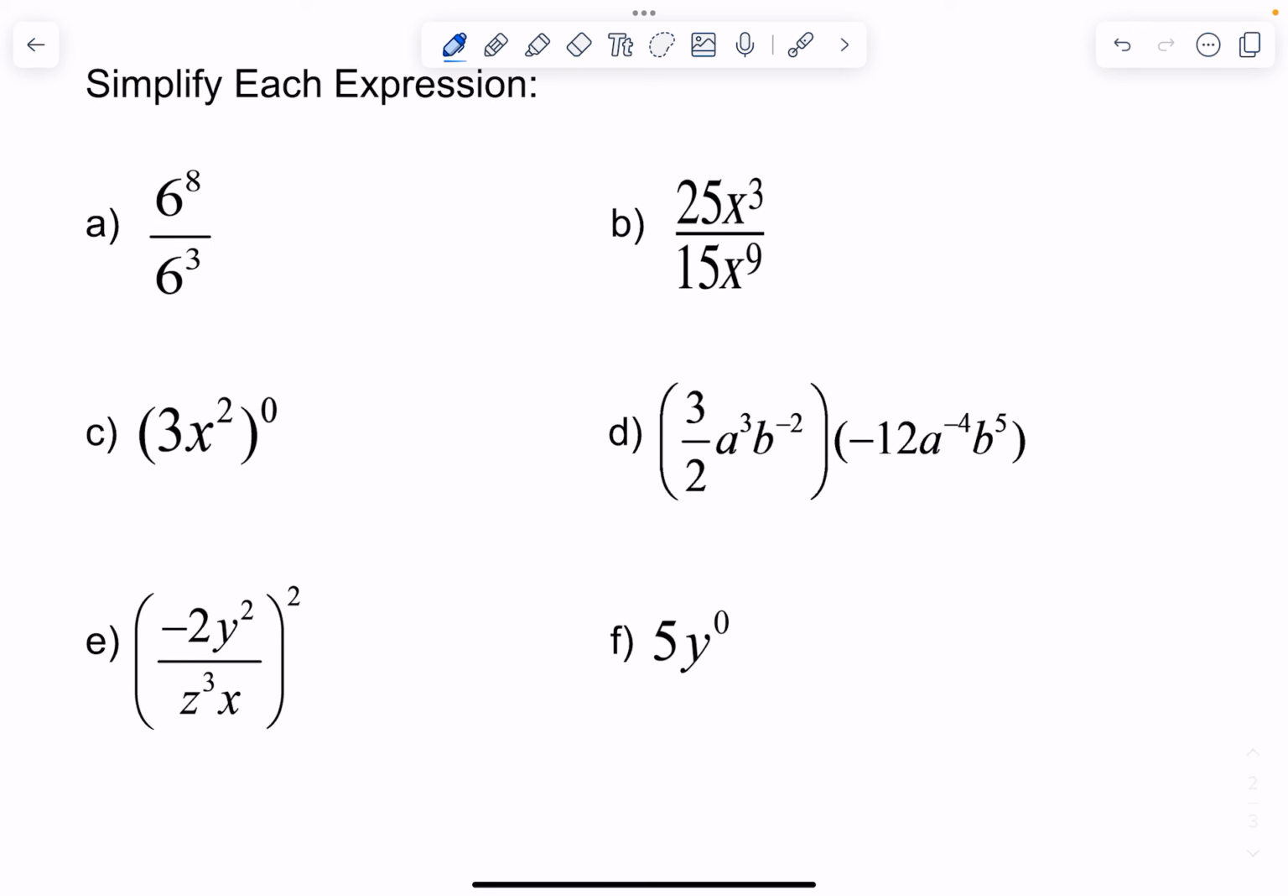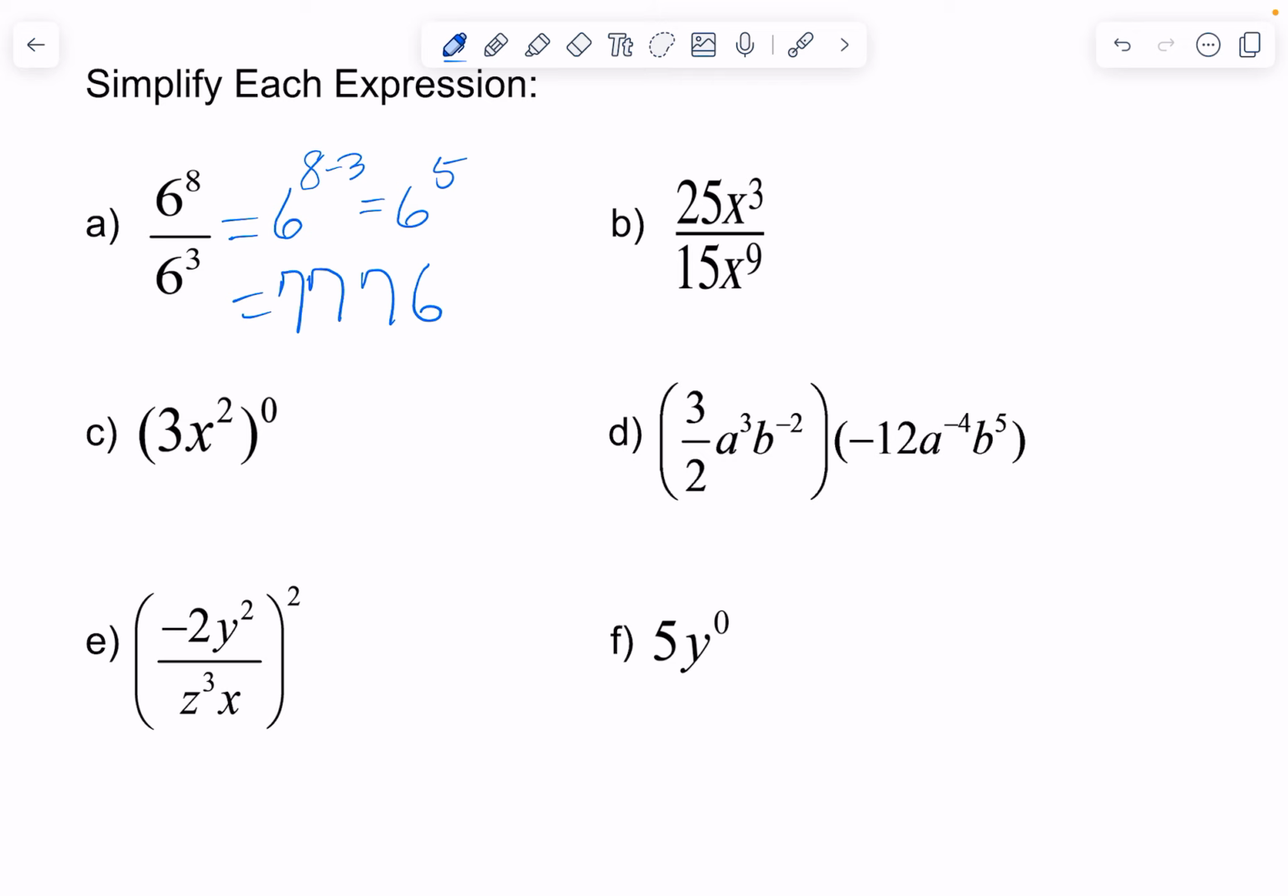I have 6 to the 8th divided by 6 to the 3rd. I'm dividing the same base, so I'm going to keep the base and subtract the exponents. So that's going to give me 6 to the 5th power. And then I can always use my trusty calculator to raise 6 to the 5th power, and that will equal 7,776.